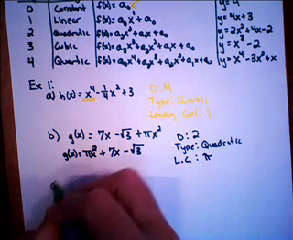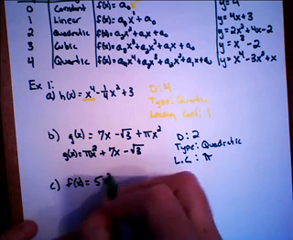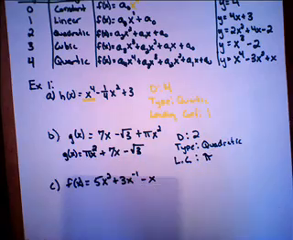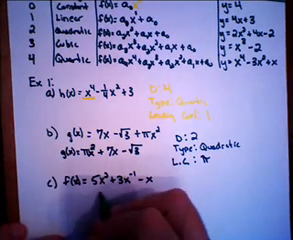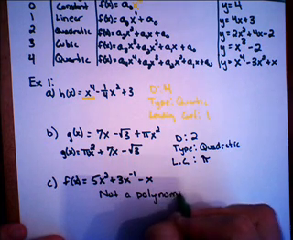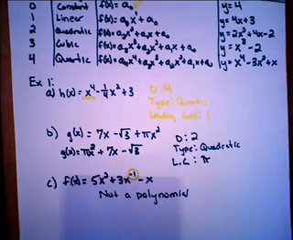Alright, part C. F of x equals 5x squared plus 3x to the negative 1 minus x. Right off the bat, you should be noticing this negative exponent, which means that this is not a polynomial. And I'm going to, in yellow here, just circle why it's not. Okay, you cannot have negative values in the exponent. That will give you a fraction with a variable on the denominator.